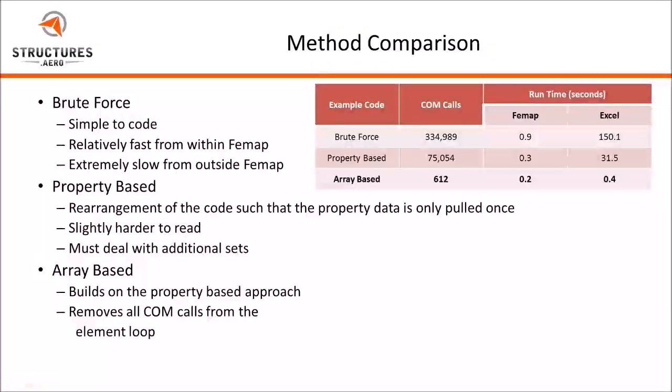When we rearrange it to be property-based, it's a little harder to read. We have to do a little more management of our sets. However, we greatly speed things up. And when we go to array-based, we still have to manage the sets. It's still a little harder to read, but by removing every COM call from inside that element loop, the speed increase can be dramatic.